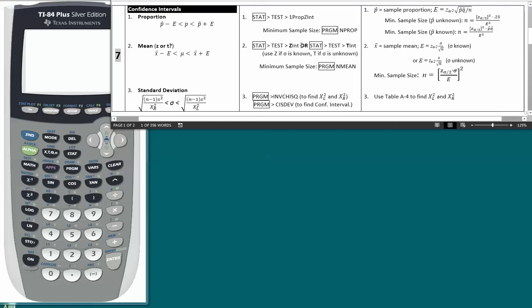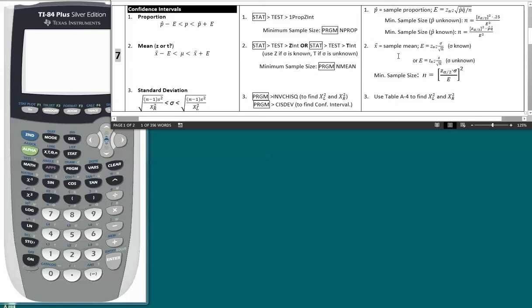If we come over here to the right, it tells us that on the calculator we're going to be using stat test Z interval or stat test T interval. We are going to use the Z interval if sigma is known. We're going to use T if sigma is unknown. So in this particular video, we're talking about situations where sigma is unknown. So we're going to be using stat test T interval.